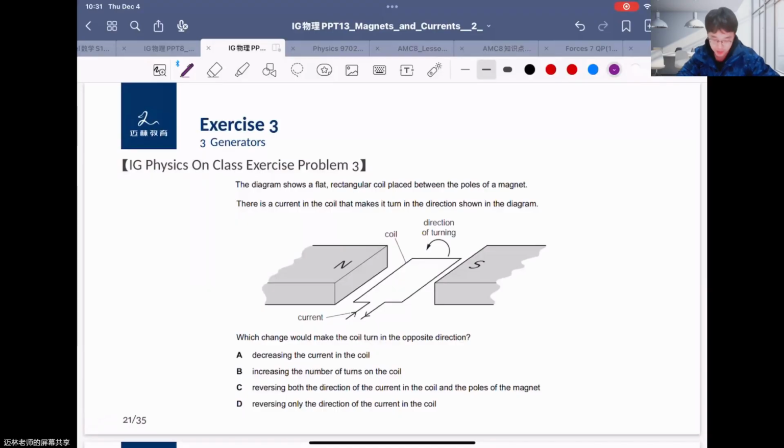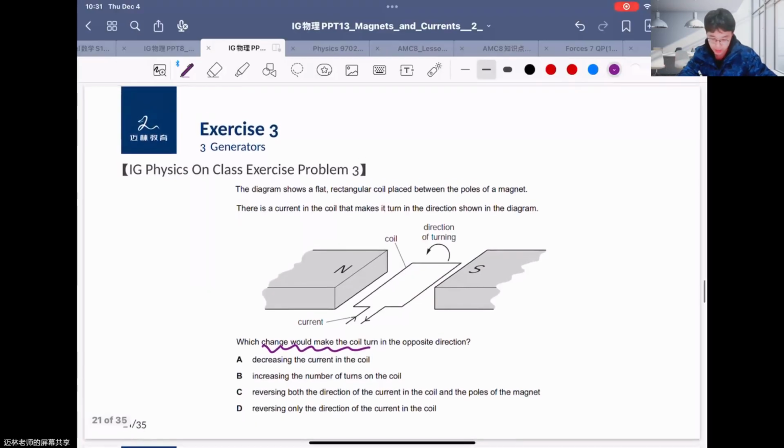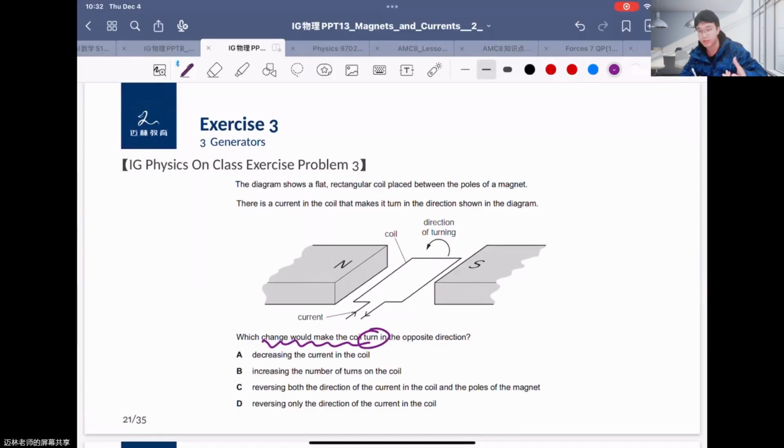So let's go back to this question. It asks which change would make the coil turn in the opposite direction. We said before that the motion direction, the current direction and the magnetic field direction are perpendicular to each other. So if you want to invert one direction, you have to invert another parameter. If you want to invert the turning direction, you have to invert the magnetic field direction, or you can reverse the current direction. Decreasing the current only decreases the magnitude, we cannot change the direction with it, right?